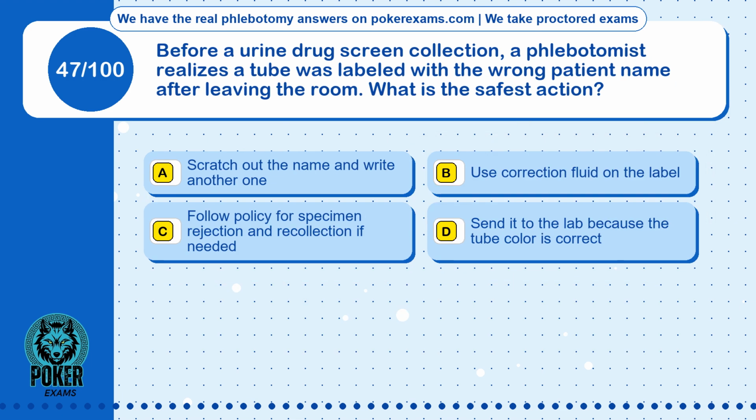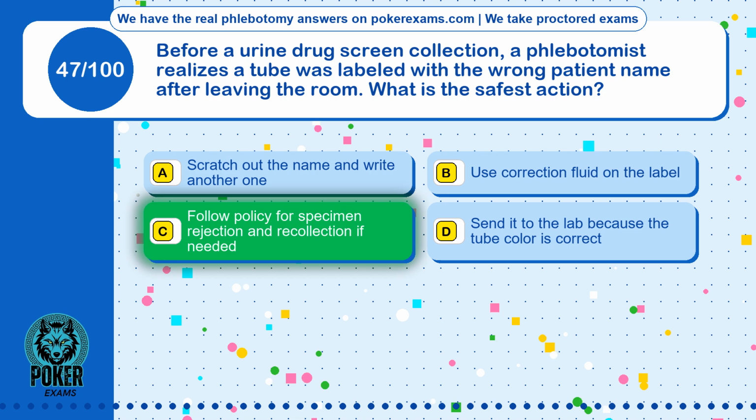Question 47. Before a urine drug screen collection, a phlebotomist realizes a tube was labeled with the wrong patient name after leaving the room. What is the safest action? Option A. Scratch out the name and write another one. Option B. Use correction fluid on the label. Option C. Follow policy for specimen rejection and recollection if needed. Option D. Send it to the lab because the tube color is correct.